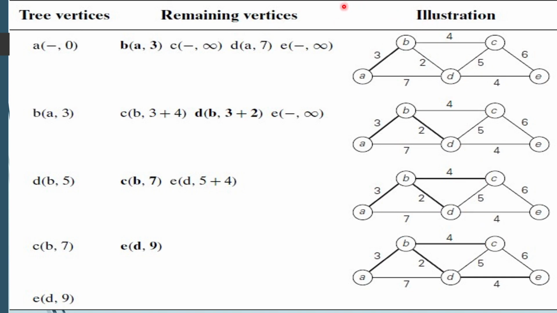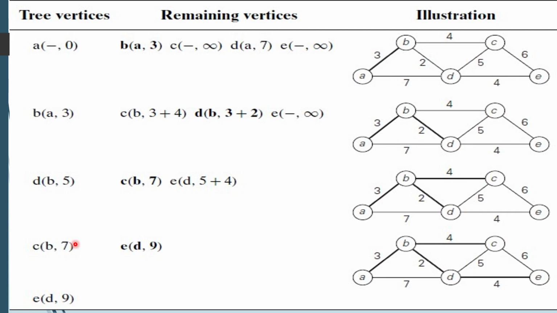Have you heard the same thing somewhere? Yes, in Prim's algorithm you used the same concept. It is the same as Prim's algorithm. The only difference is what? Here you are finding the distance from the source. There you are directly writing the adjacent vertex with the minimum. Okay, but here you have to find the distance from the source. That is the only difference.